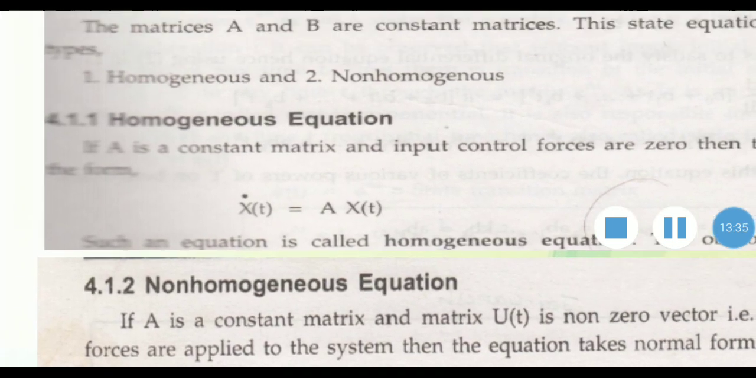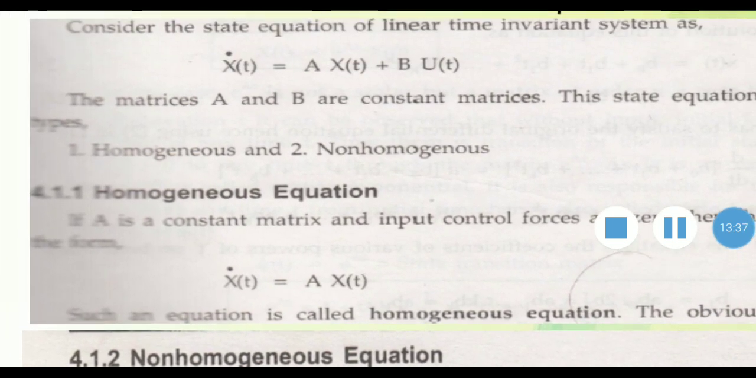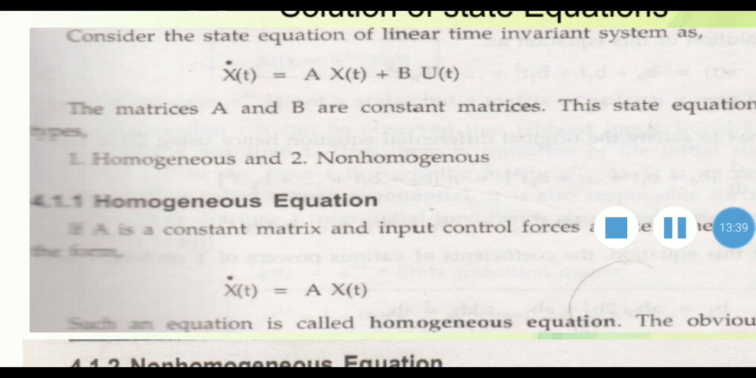How can output exist? The driving force is provided by the initial conditions of the system to produce the output in such a system.